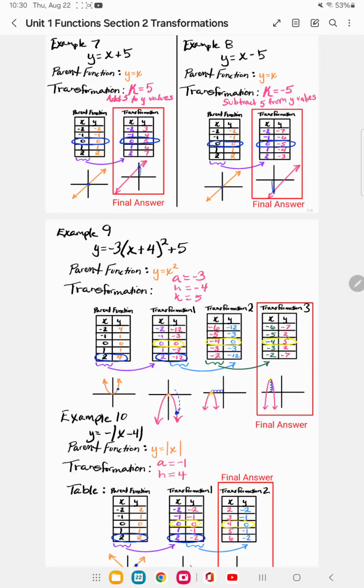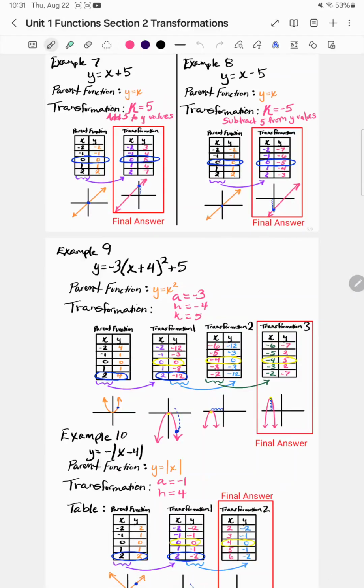Now we're going to move on to the next transformation, and you can see here H is up next, and that means that the y's are going to stay the same and the x's are going to change. So we're going to take each one of those y values here and copy them over exactly to this side. Whatever it says, that's what you transfer.